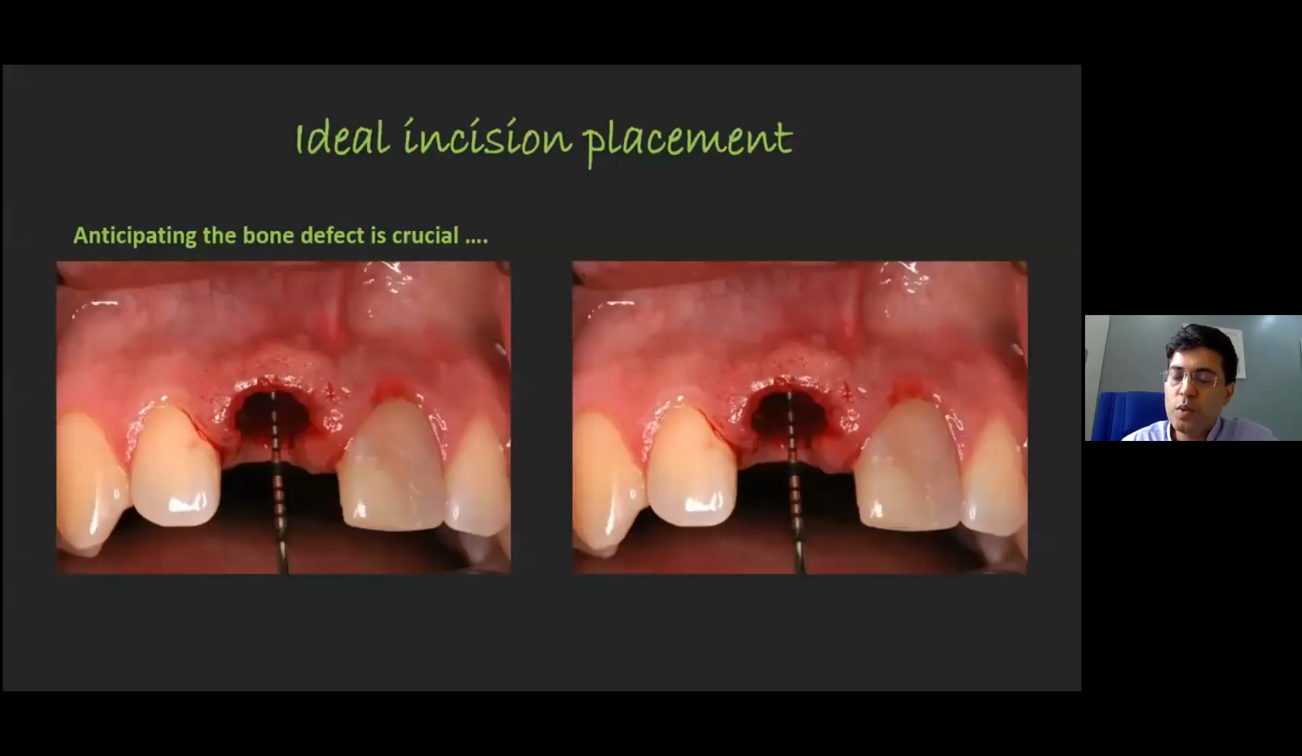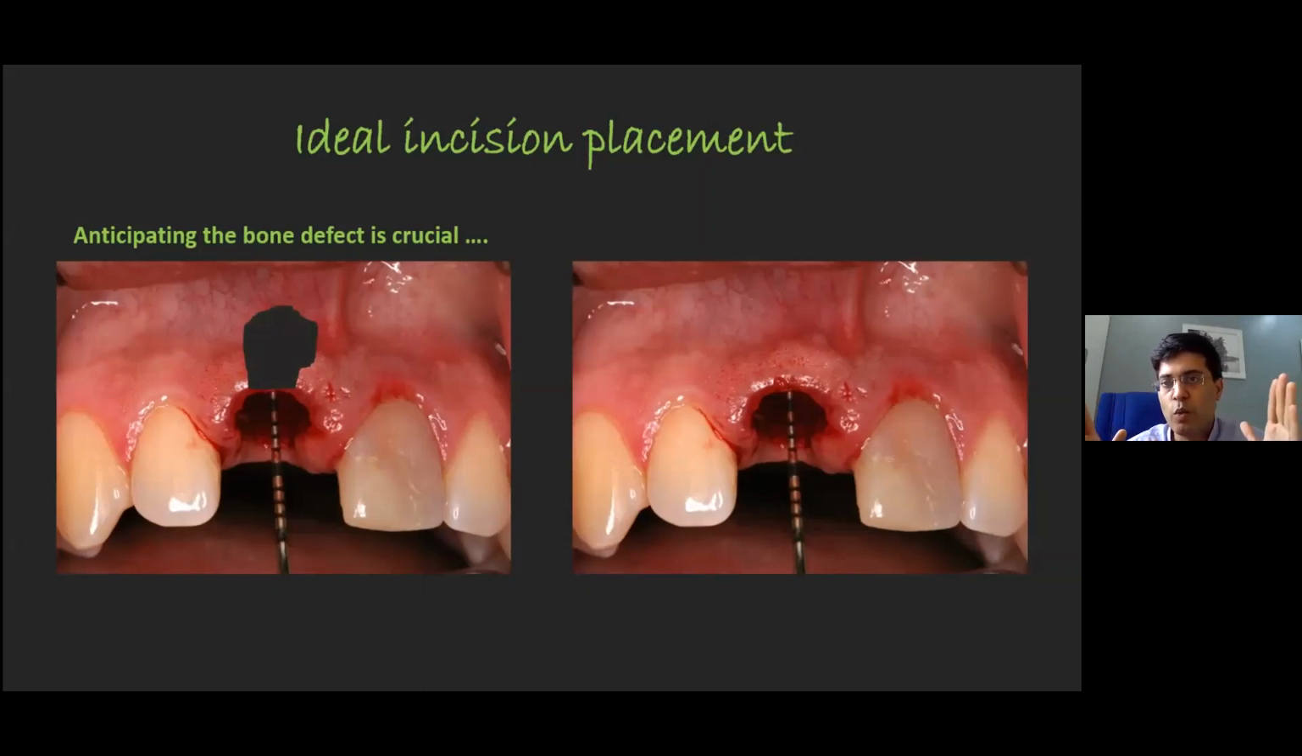Also, when you do an extraction of a tooth, anticipating the bone defect is very important from the point of view of planning your soft tissue management. So if the bone defect is, let's say, like this, how do you anticipate it? With a probe. Once you extract the tooth, just take your perio probe, go towards the facial plate and try to see where the facial plate is missing.